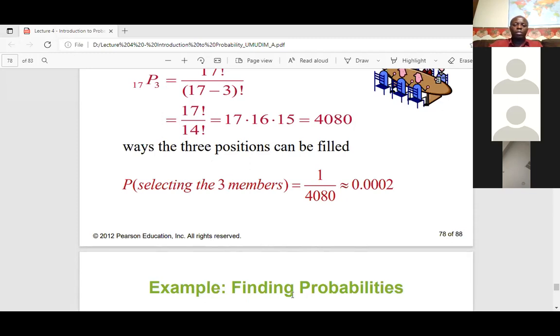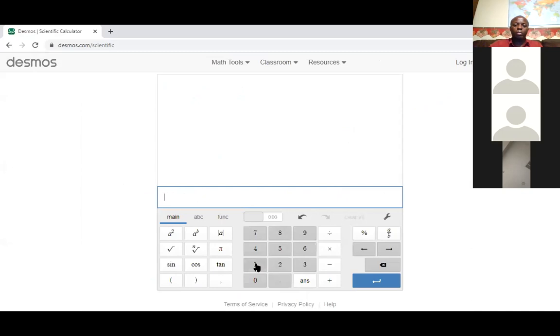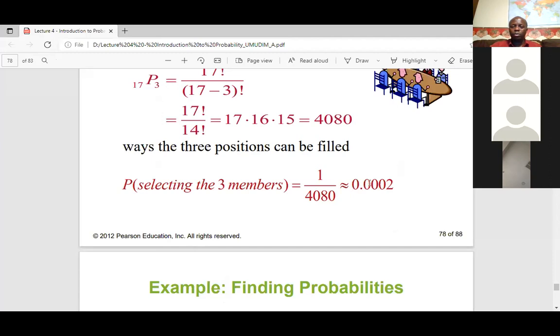So we have 1 divided by 4080. When my students see this number here in scientific form, they get confused. This actually means 10 to the power of -4. The -4 means that you're going to have 4 zeros before you have the actual numbers. So you have it here as 1, 2, 3, 4 zeros before the first 2.